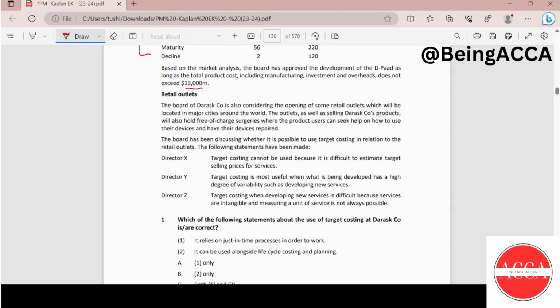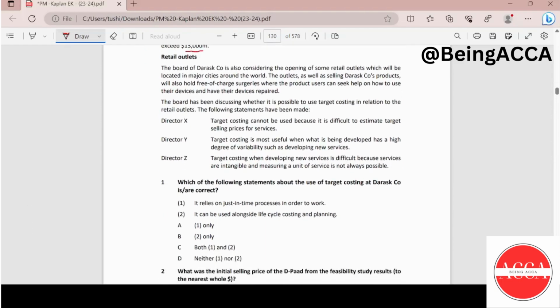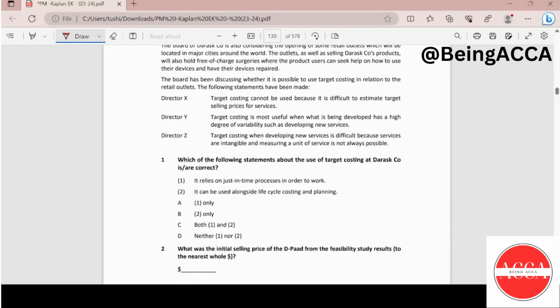The outlets, as well as selling Darask Company's products, will also hold free of charge surgeries where the product users can seek help on how to use their device and have their devices repaired. The board has been discussing whether it is possible to use target costing in relation to the retail outlets. The following statements have been made.